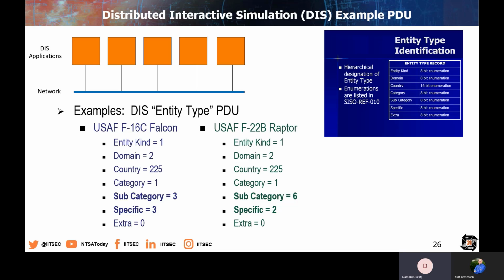And by contrast, if you were talking about a U.S. Air Force F-22B Raptor, then you see that the numbers are similar in some ways. It's still a U.S. Air Force, and it's still an airplane. So the entity kind is a 1, the domain is a 2, the country is 225, indicating the United States. But when it gets down into the subcategory and the specifics, the numbers are different.